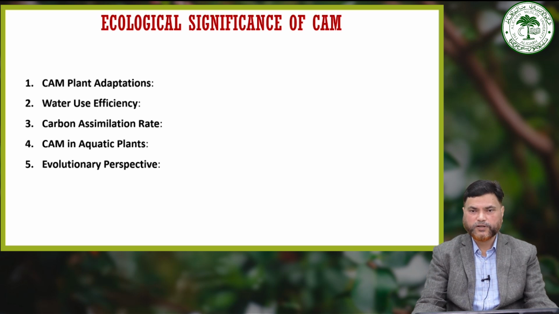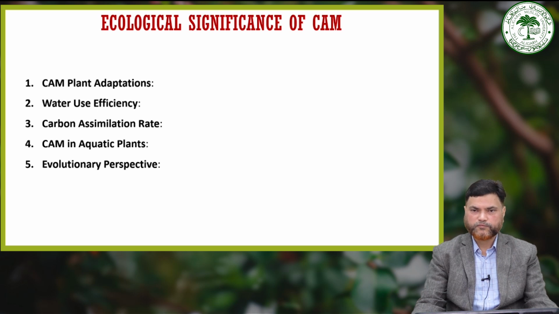For every gram of carbon dioxide they gain, they lose only about 50 to 100 grams of water. Whereas C4 plants lose around 250 to 300 grams and C3 plants lose about 400 to 500 grams for the same amount of carbon dioxide, that is 1 gram. This makes CAM plants better suited to dry environments like deserts where water is scarce.